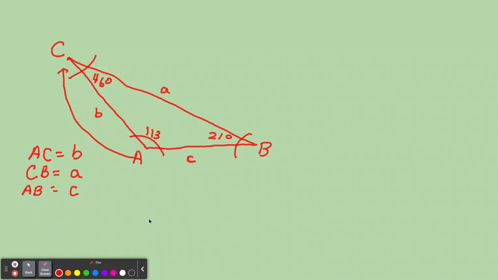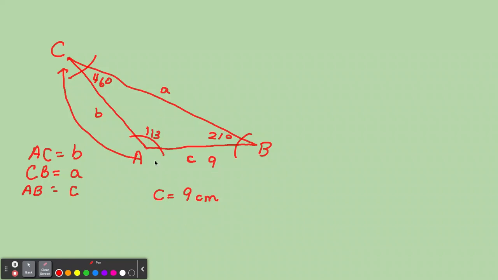So let's do a problem. Let's say now that we have these degrees, and we're also given a number. We have C equals 9 centimeters. So we put 9 here.